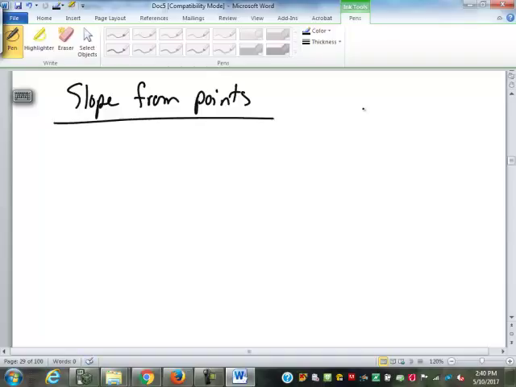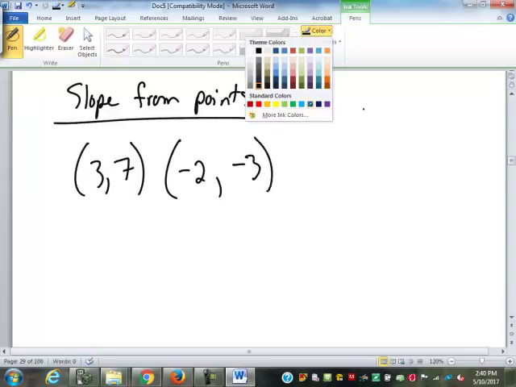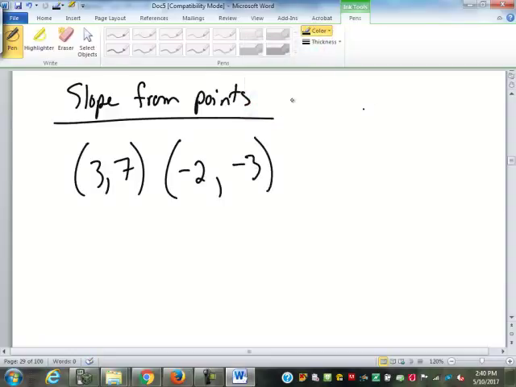I need to be able to find the slope of a line from its points. So we might have the point 3, 7 and negative 2, negative 3. And I want to find the slope of the line that goes through those points. Now, if you recall our slope formula, m is equal to y2 minus y1 over x2 minus x1.